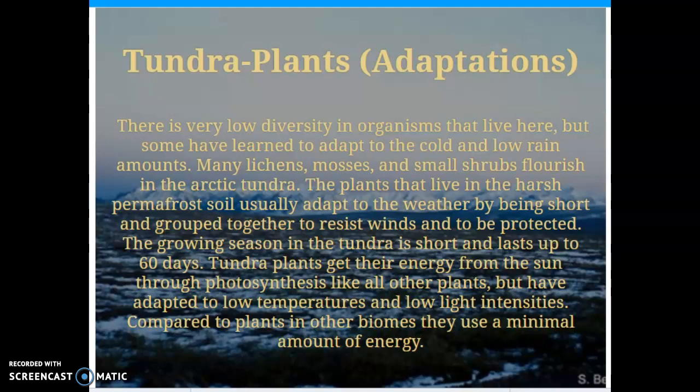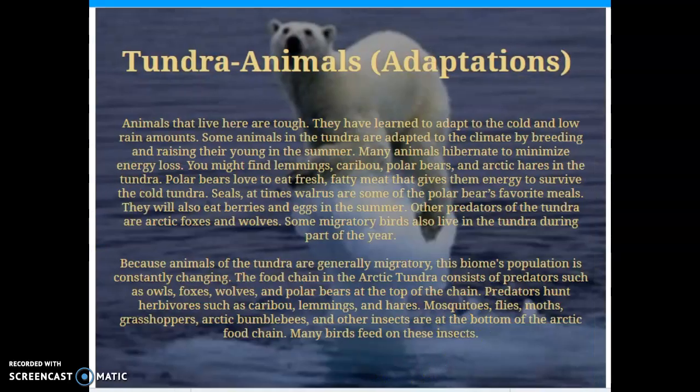Plant adaptations. Animal adaptations. Easily Grant's favorite animal, I think. Animals that live here are tough. They have learned to adapt to the cold and the low rain amounts, and some animals in the tundra are adapted to the climate by breeding and raising their young in the summer.